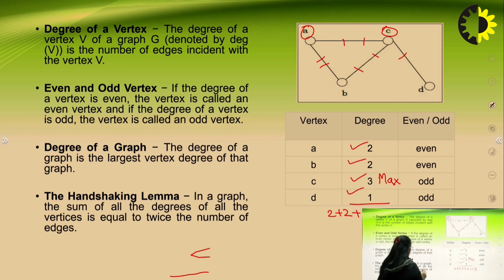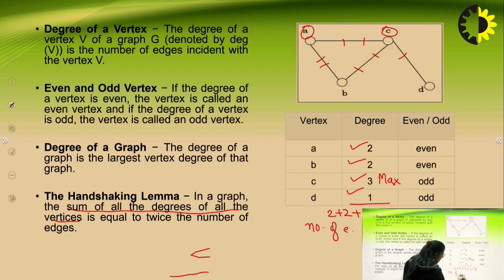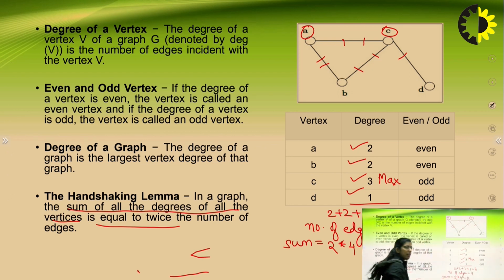So the sum of the degrees of all the vertices is 8, and the number of edges here we can see is 4. So the sum is twice the number of edges. Yes, the sum is twice the number of edges. So LHS equals RHS.